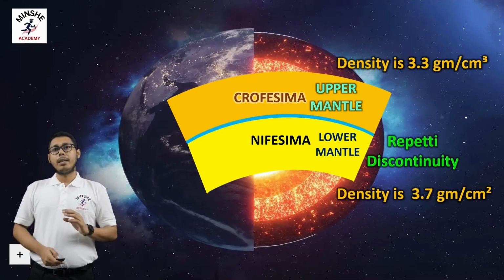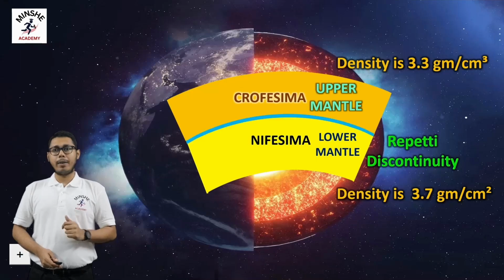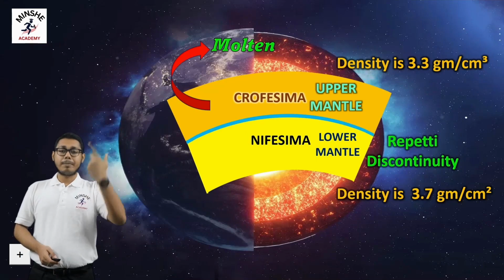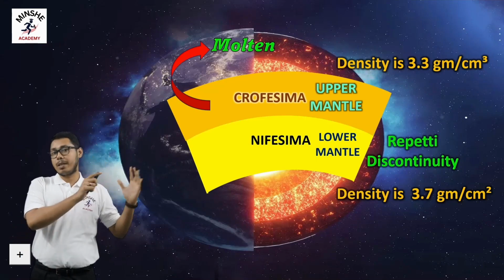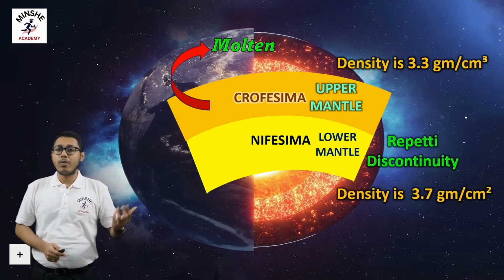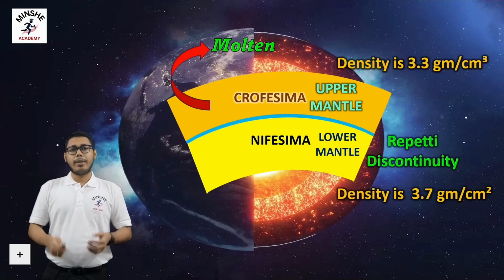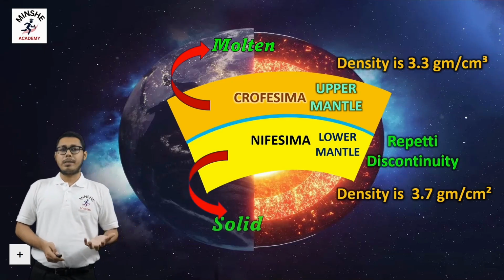Now the upper mantle and the lower mantle, right? The upper mantle is part of the asthenosphere, the physical portion, right? So it is molten, we have already learned it. That's why the lithospheric plates move over it. And the lower mantle is solid in state.